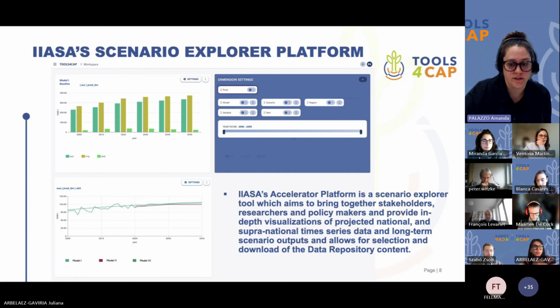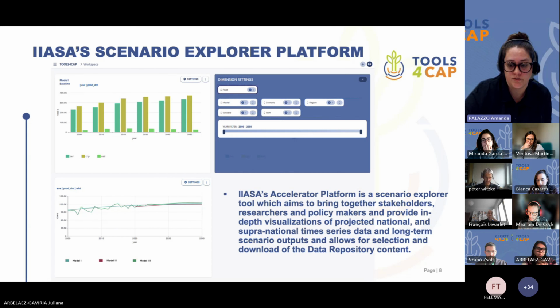I would like to talk a little bit about the Scenario Explorer database, which we've been developing for Tools4CAP. The Accelerator platform is a tool which aims to be a place to bring together stakeholders, researchers, and policymakers. We aim to provide an in-depth visualization of projected national and supranational time series data and long-term scenario outputs, which allow users to download the different data from our repository.